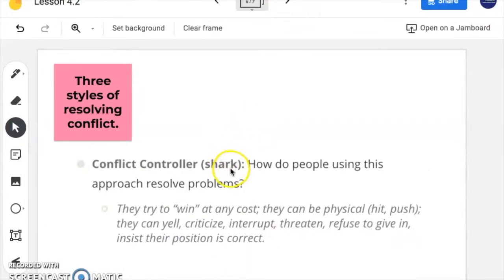And finally, we have the shark, which is the conflict controller. The shark responds as if they try to win at any cost. They can be physical, hit or push. They can yell, criticize, interrupt, threaten, refuse to give in, insist their position is correct. Not always the best way to resolve conflicts.